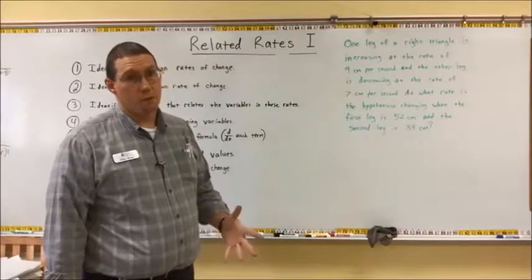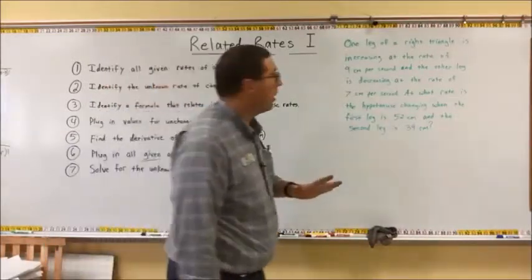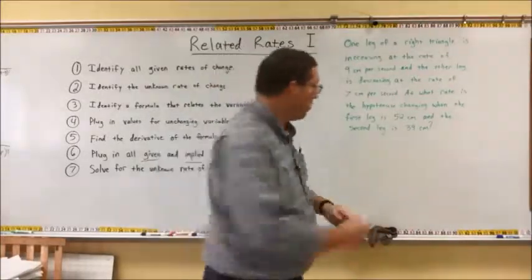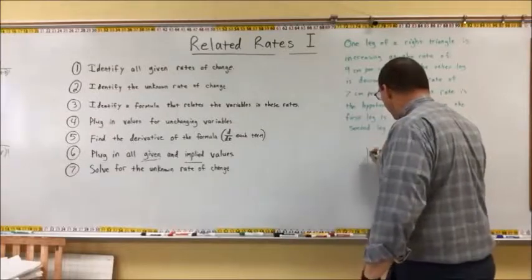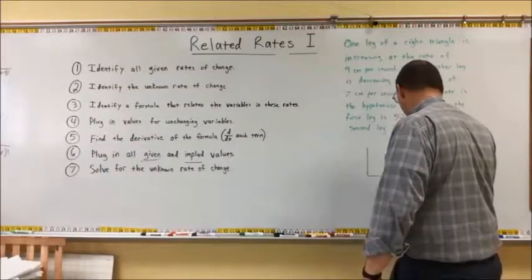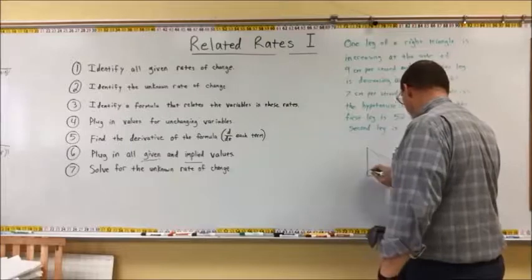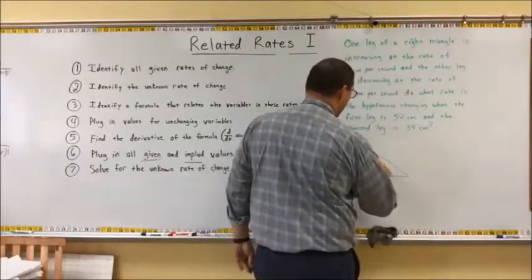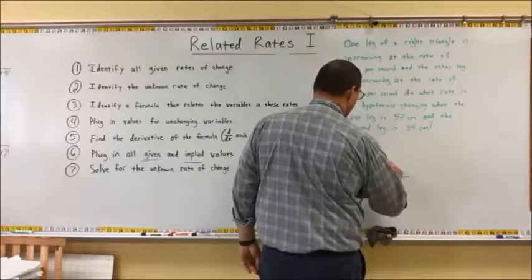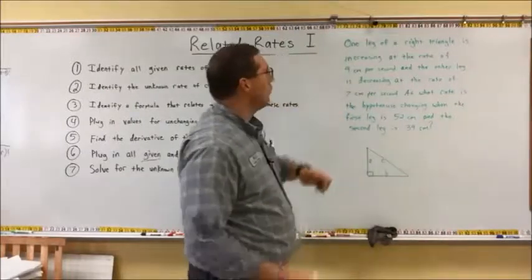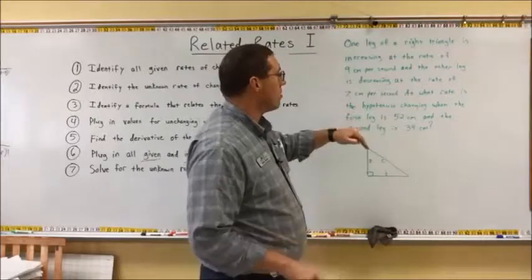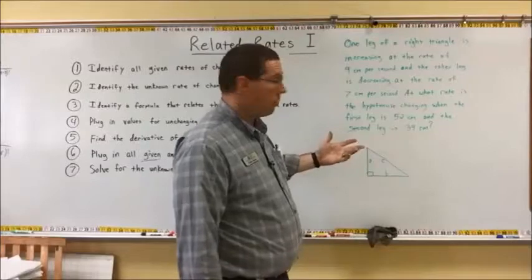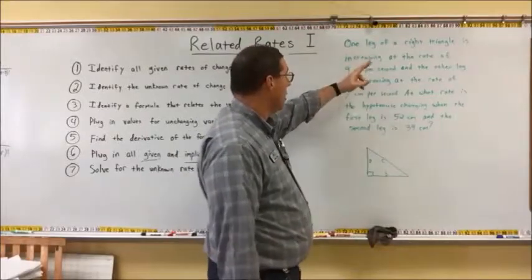All right, folks, last example here. Now this one's kind of a doozy, okay? Let's read through it real careful. One leg of a right triangle. Okay, so we've got a right triangle again. One leg, let's call it A. See, we have A, B, and C, right? One leg of a right triangle is increasing at the rate of 9 centimeters per second. Okay, so let's call that leg A.